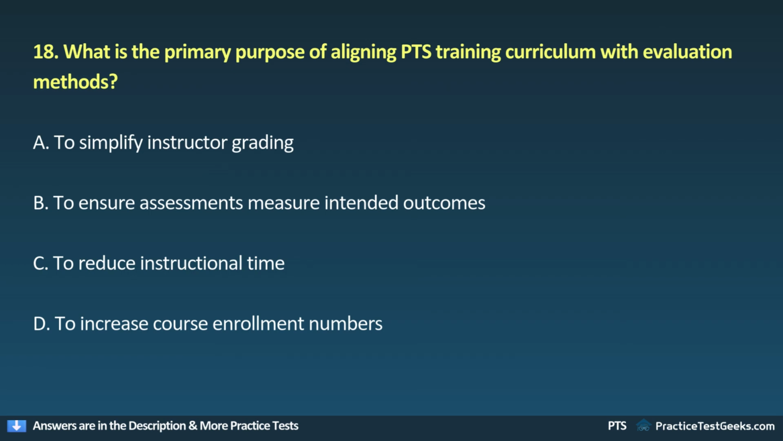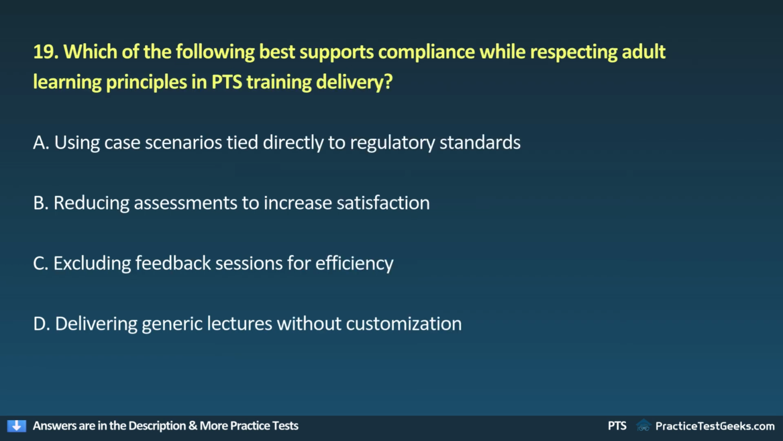18. What is the primary purpose of aligning PTS training curriculum with evaluation methods? A. To simplify instructor grading. B. To ensure assessments measure intended outcomes. C. To reduce instructional time. D. To increase course enrollment numbers.